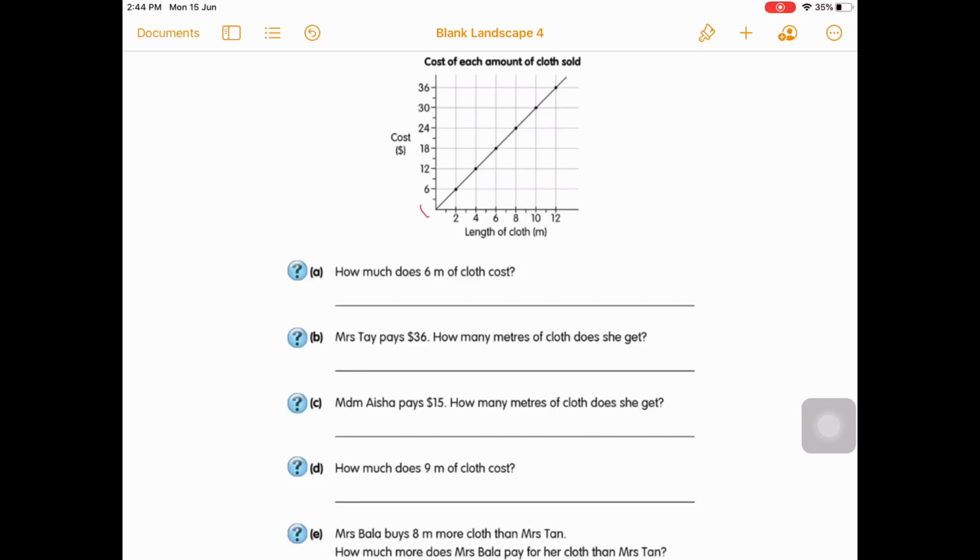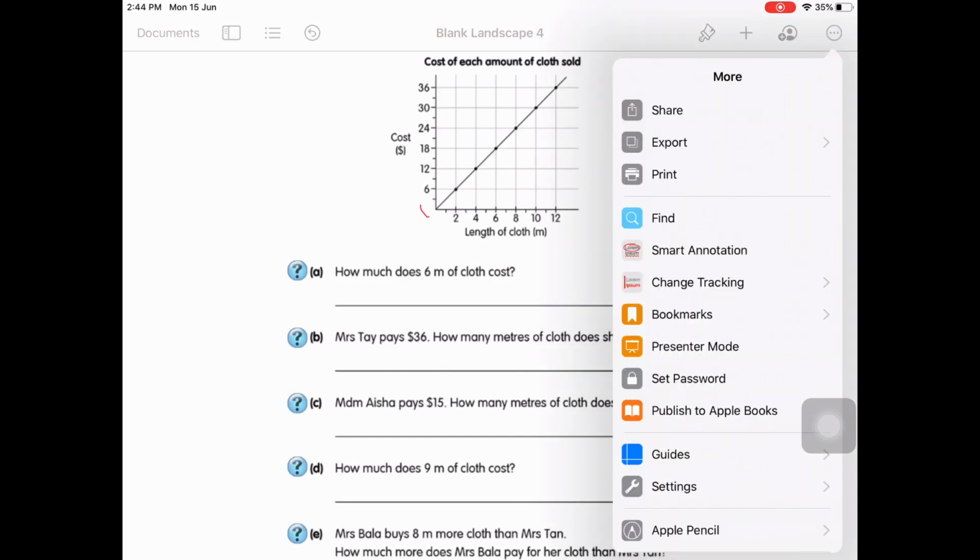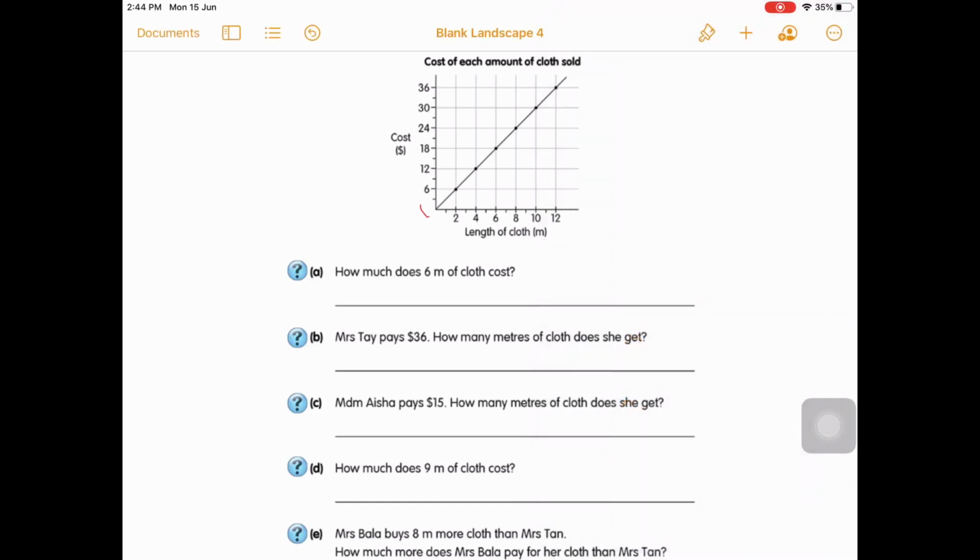Page 159, Targeting Math, Workbook 4. We're going to work with teachers, so you take out your pencil and copy the annotations.